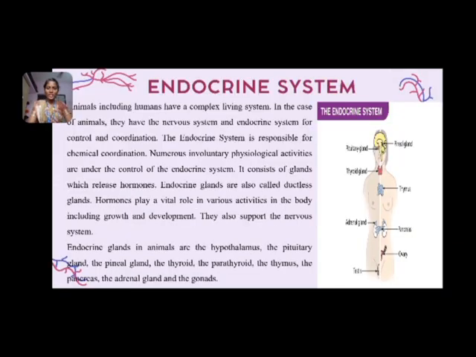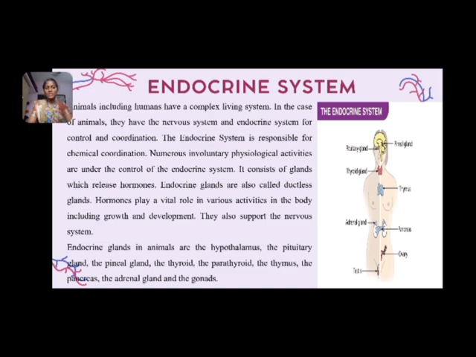And now we move to the endocrine system. The endocrine system is a network of glands and organs that produce and release hormones, which are the pineal gland, pituitary gland, thyroid gland, thymus gland, adrenal gland, pancreas and ovary. These are the glands responsible for chemical coordination. Numerous involuntary physiological activities are under the control of the endocrine system. It consists of glands which release specific hormones. The endocrine glands are also called ductless glands.